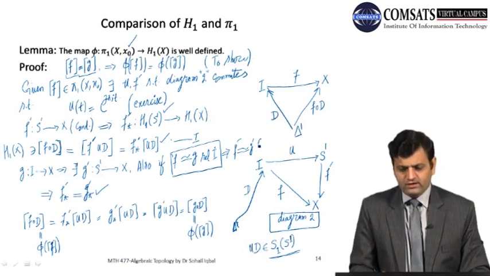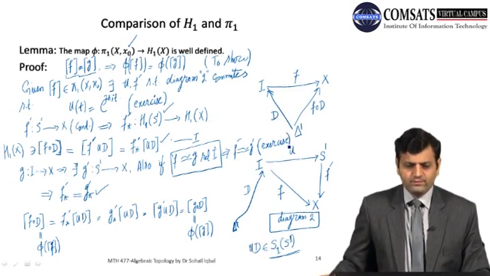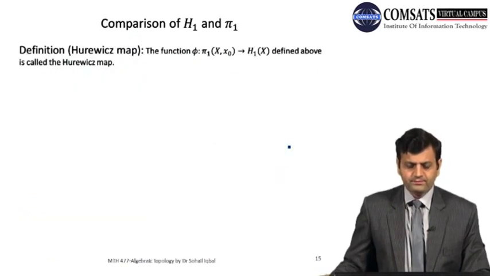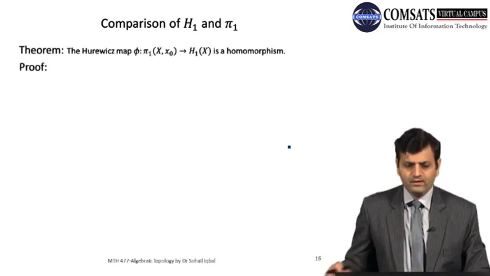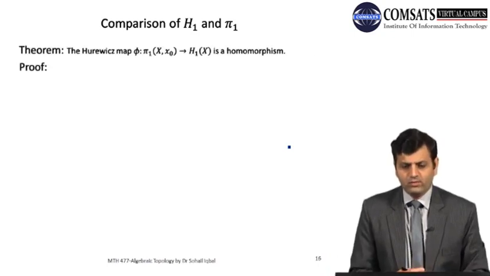Okay, so once again, if you are not convinced, then I can leave this as an exercise. This is also available in Joseph Rotman's book. So that's the end of the proof, and so this map is well defined. The function phi, which is a function from the fundamental group of X to H1 defined above, is called the Hurewicz map. So this Hurewicz map is a homomorphism.